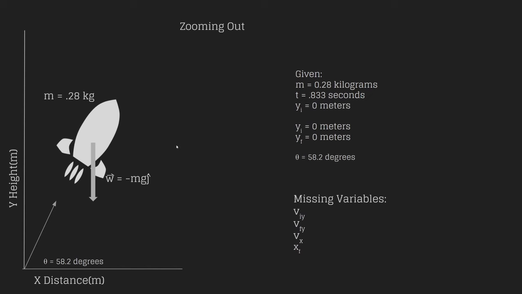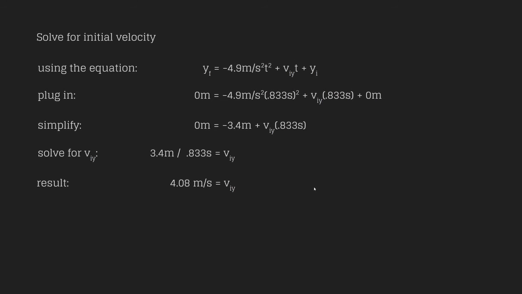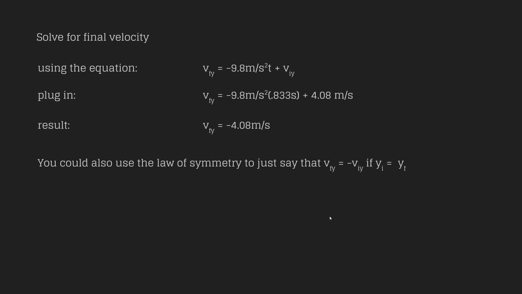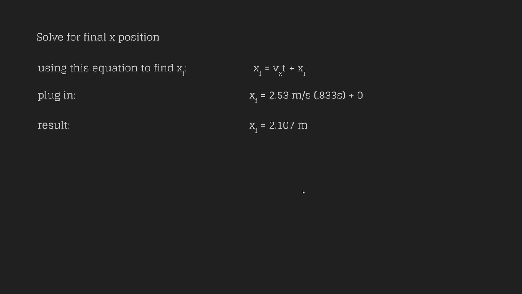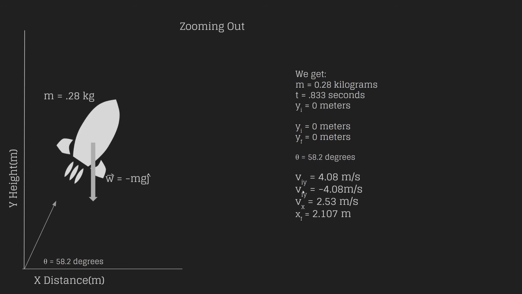So we have a bunch of missing variables when we want to look at the different properties. We need to find the initial velocity, the final velocity, the final velocity of x, and the final x position. So we're going to use some projectile equations for that. We're going to use this equation to find the initial velocity, this one to find the final velocity, this one to find the final velocity of x, this one to solve for the final x position, and this is what we end up with.